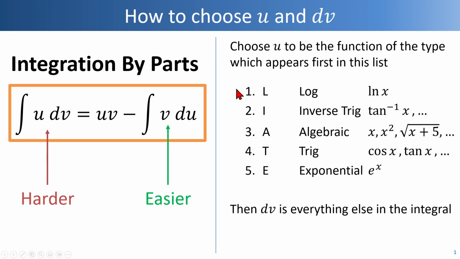Once you know u, that actually determines what dv is, because we're turning the integral into u times dv. So after you've chosen u, dv must just be everything else that was in the integral, including the dx.